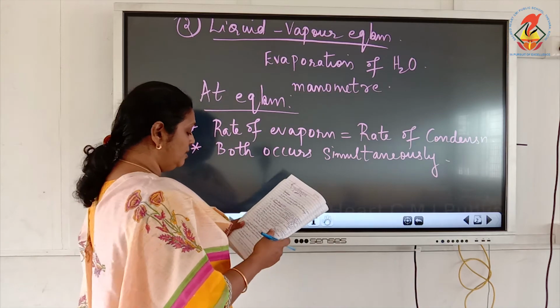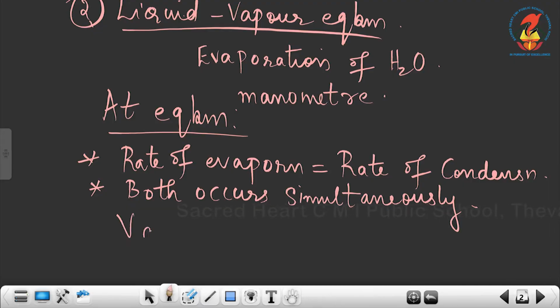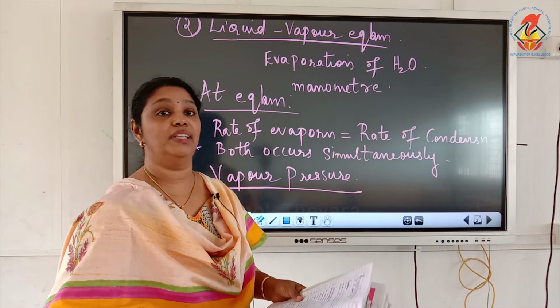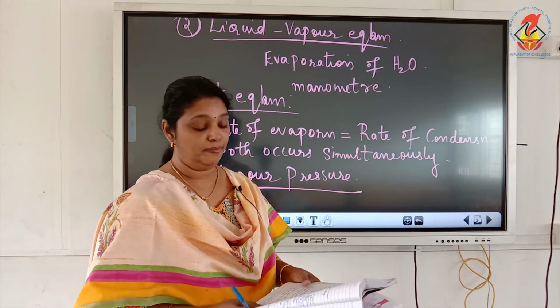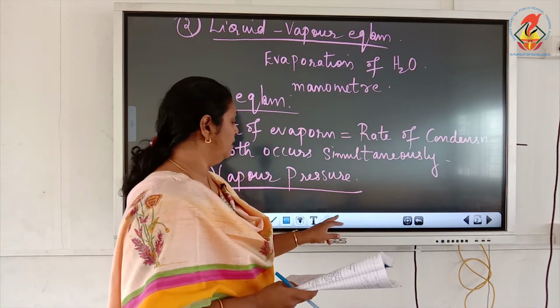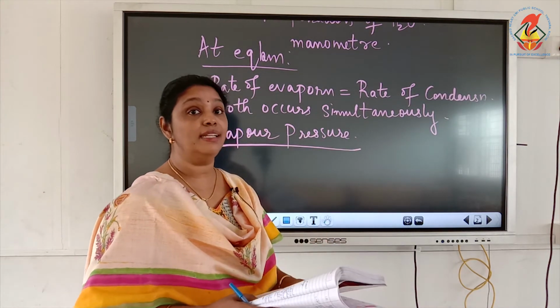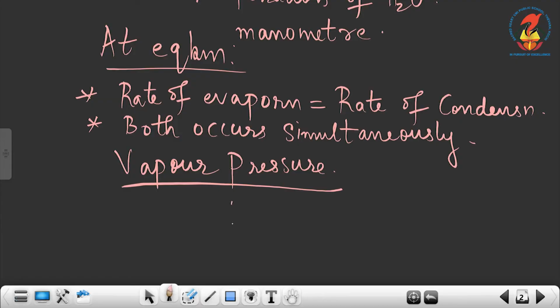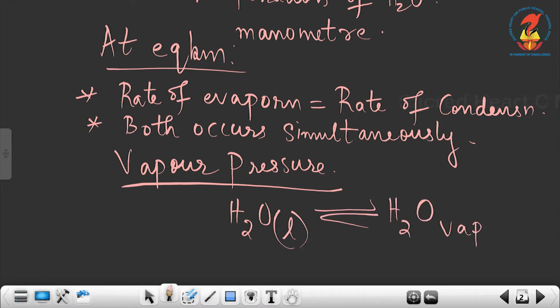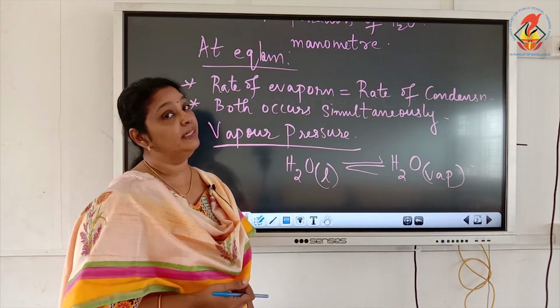And also we can give a definition for vapor pressure here. Vapor pressure is the pressure exerted by vapor in equilibrium with liquid at a given temperature. And we can represent the equilibrium as water in liquid state in equilibrium with water in vapor state. This is how we represent the liquid vapor equilibrium.